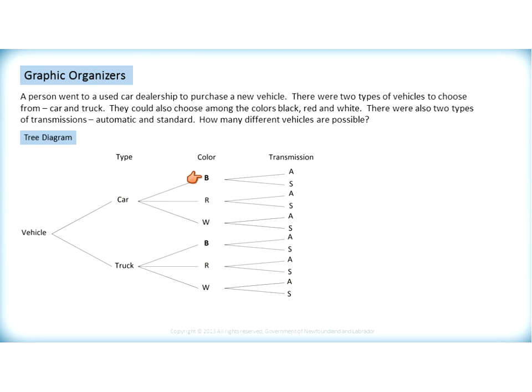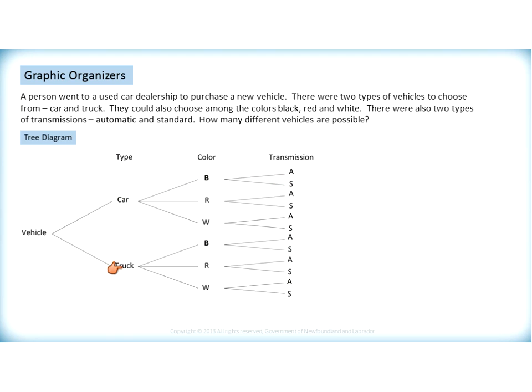The colors: B represents black, R for red, W for white. So we can have a black car, a red car, or a white car, or a black, red, or white truck. As well, we have two types of transmissions, A for automatic, S for standard. So in the first situation, we have a car that is black with an automatic transmission. Secondly, we have a car that is black with a standard transmission.